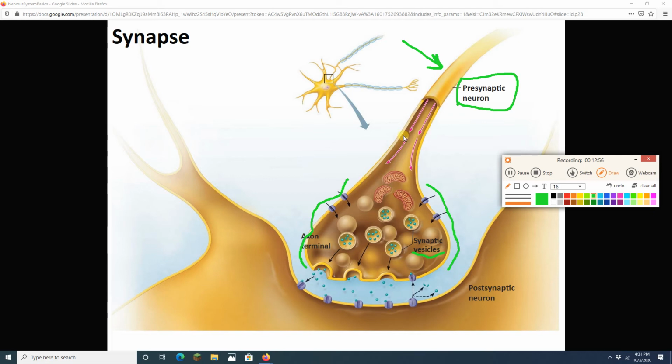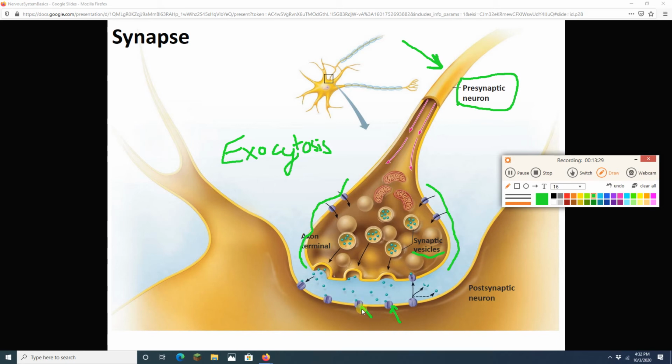When an action potential gets here, it prompts the synaptic vesicles to undergo... I'm going to start spelling the word. You're going to shout it out. Did you say it? Exocytosis. And that releases the neurotransmitters into this gap between the neurons, and then they diffuse across, and they're binding to these integral proteins here.